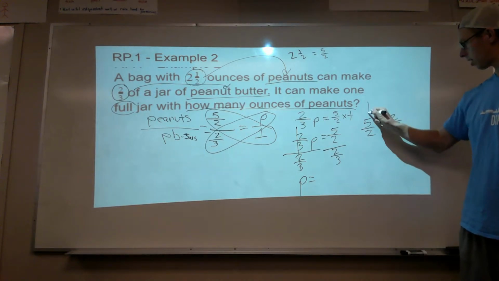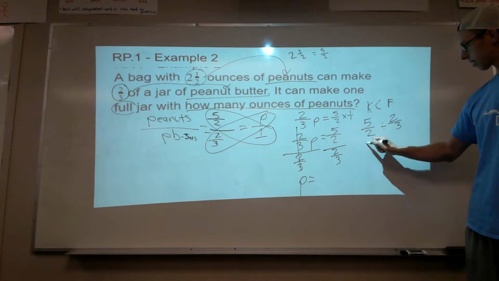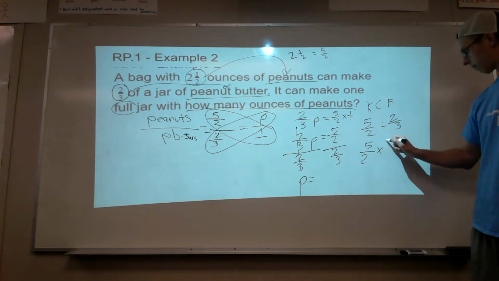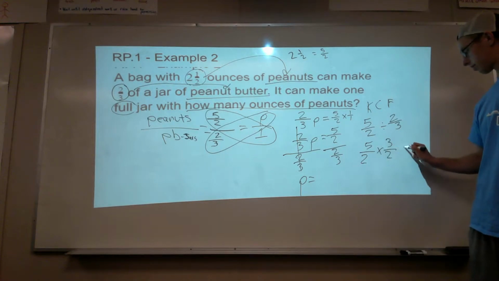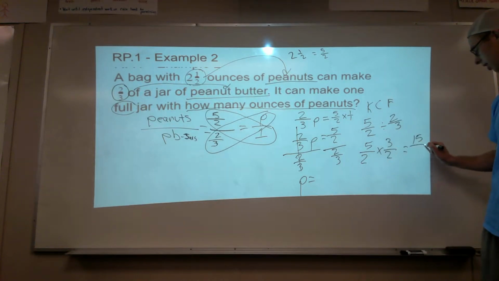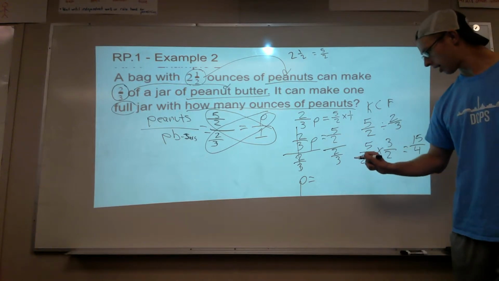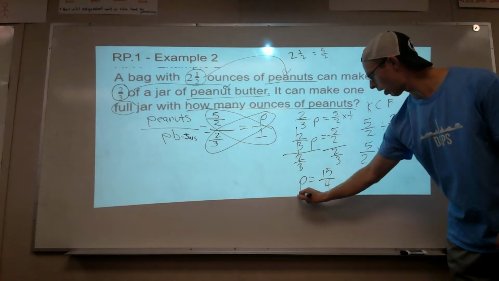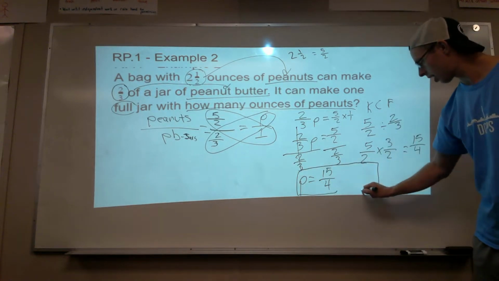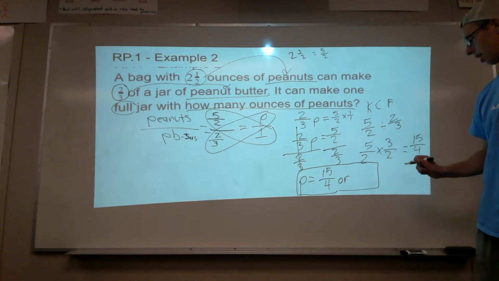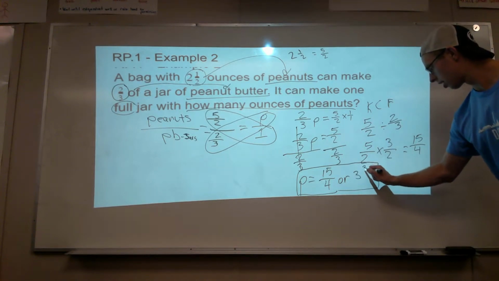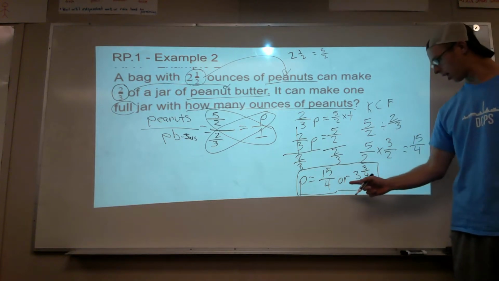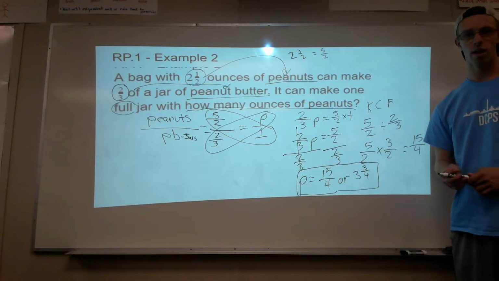I'm going to keep, change, flip, keep 5 over 2, change to multiplication, flip to 3 over 2, and I get 15 over 4. And that is the answer. P is equal to 15 over 4. If you wanted to change it to a mixed number, it would be 3 3/4. That is not necessary, but either of these answers are correct.